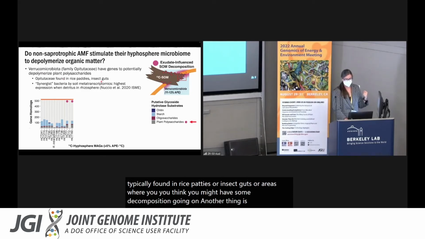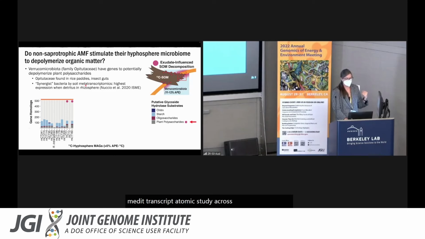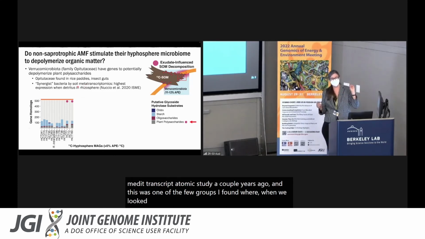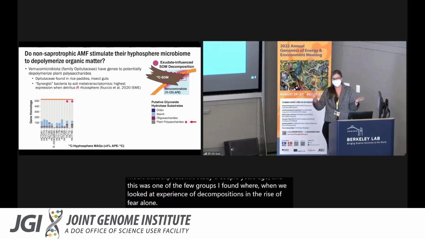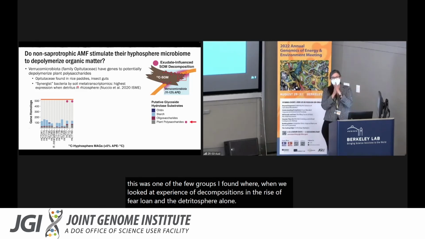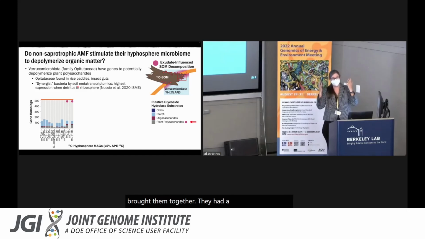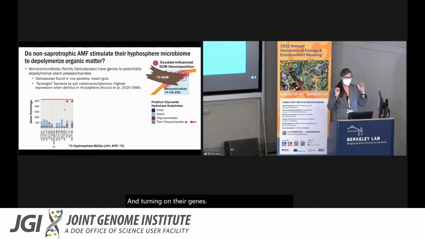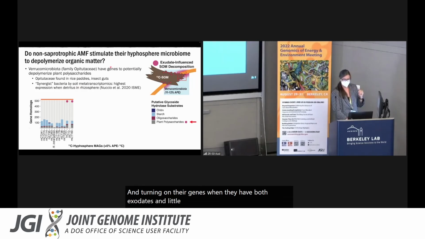Another thing that was interesting is I did a metatranscriptomic study a couple years ago. And this was one of the few groups I found where, when we looked at expression of decomposition genes in the rhizosphere alone and the detritosphere alone, when we brought them together, they had a synergistic expression. So they were really excited and turning on their genes when they had both exudates and litter together.